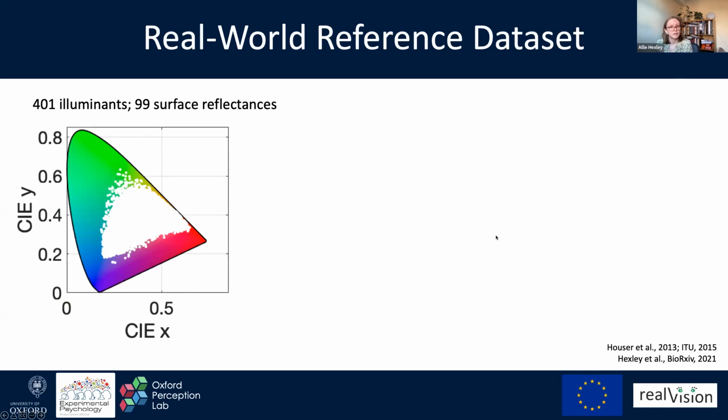So we use the 99 reflectance samples from the ITU standard, as these are the ones used in the most recent definition of the color rendering index. So they're already accepted as a standard for display reproduction. And we rendered these samples under the 401 illuminants from Hauser et al., as these are the real illuminants under which these samples are rendered in the definition of the color rendering index. And we use every combination of these for our radiant spectra, which I'm just showing the chromaticities of here in our CIE XY horseshoe diagram.